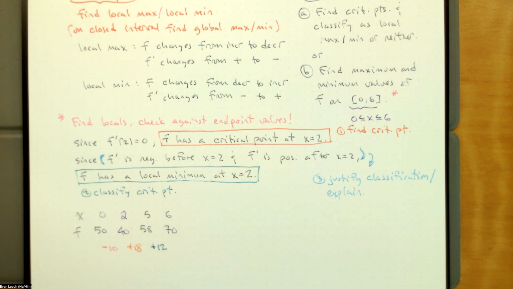Once we have our table of values, we can see that our local minimum is actually going to be the global minimum, the minimum value on this interval. And the maximum value happens at 6, because that's spent all that time increasing.